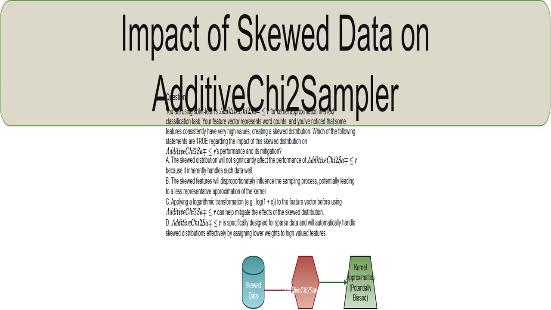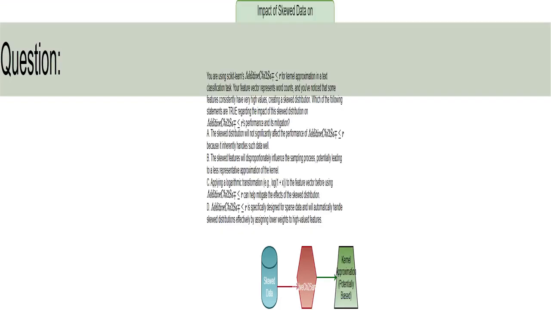I'm focusing on how uneven data affects the AdditiveChi2Sampler, a tool used for faster calculations in machine learning. Think of it like this: if you're trying to get the average height of a group, but a few giants are in the mix, the average won't reflect the typical height. Similarly, skewed data throws off the AdditiveChi2Sampler. This question tests your understanding of AdditiveChi2Sampler and how it handles imbalanced datasets. We'll examine how such issues influence the AdditiveChi2Sampler's performance and how we can deal with it.